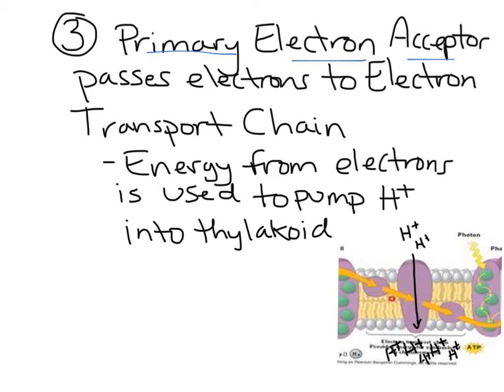It's going to bounce its way, here's the electron, over to this first electron acceptor. The primary electron acceptor passes the electrons to the electron transport chain. So it's going to go all the way through. If you follow these arrows, that's your electron transport chain. Energy from the electrons actually is going to be used in this proton pump right here to pump the H+ ions into the thylakoid, creating this concentration gradient.